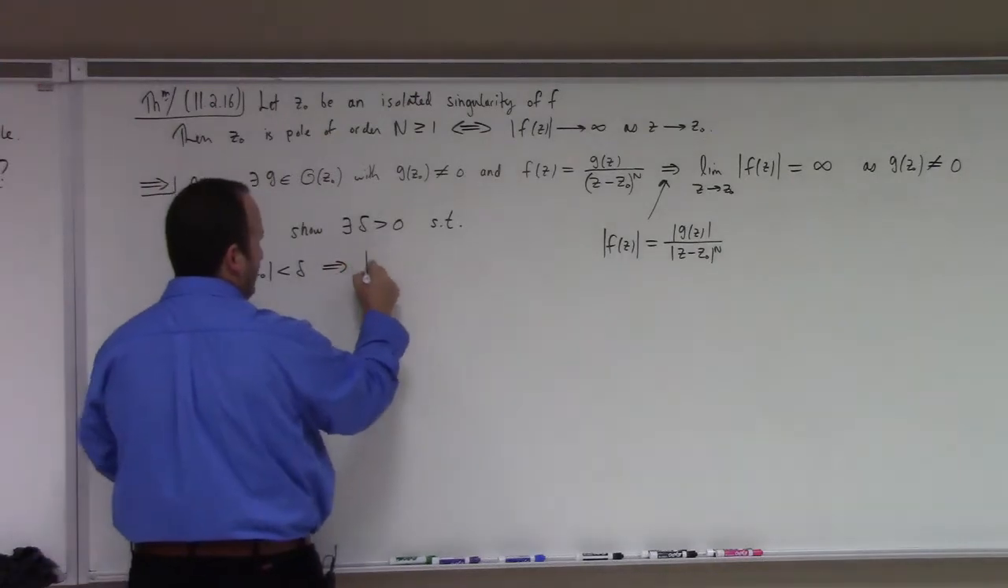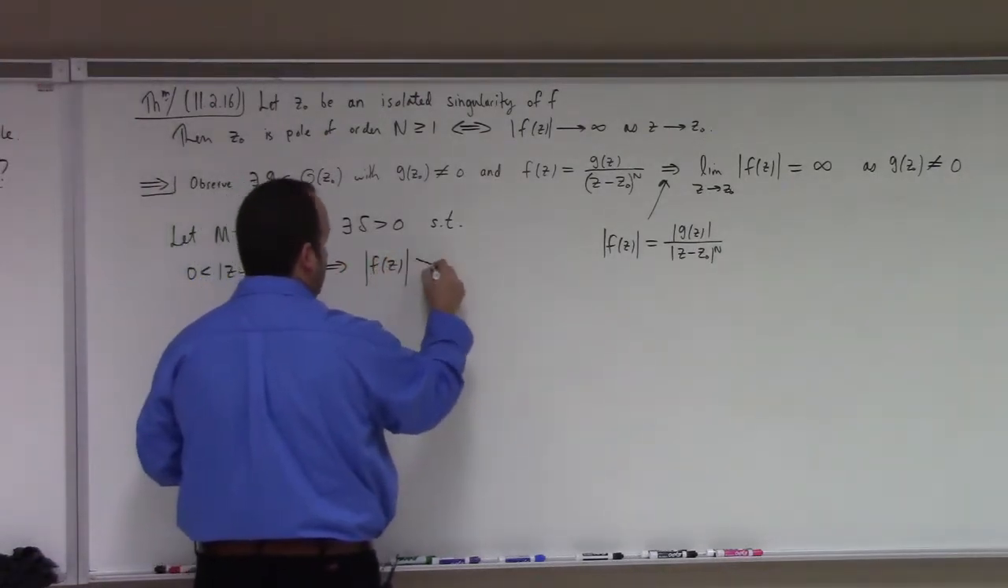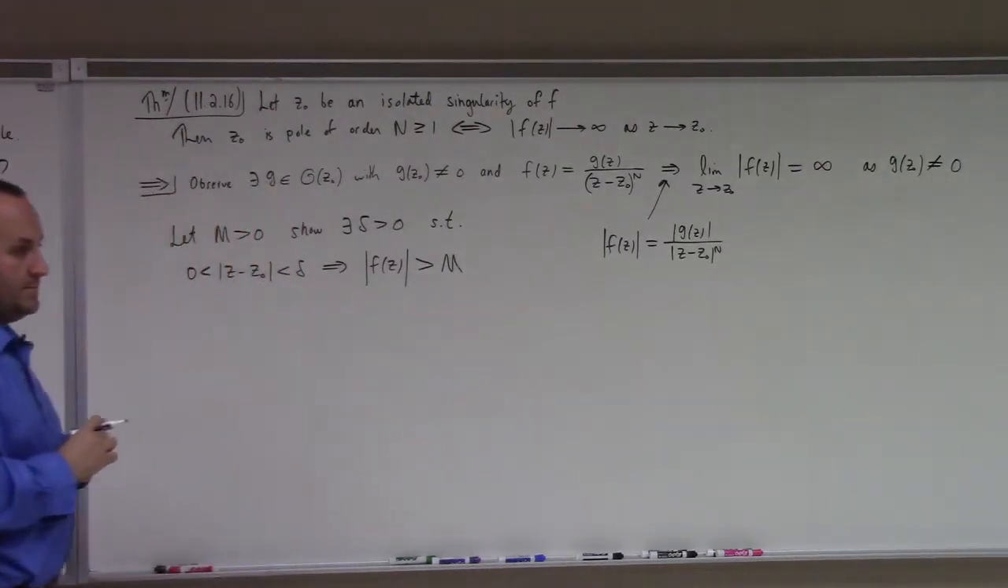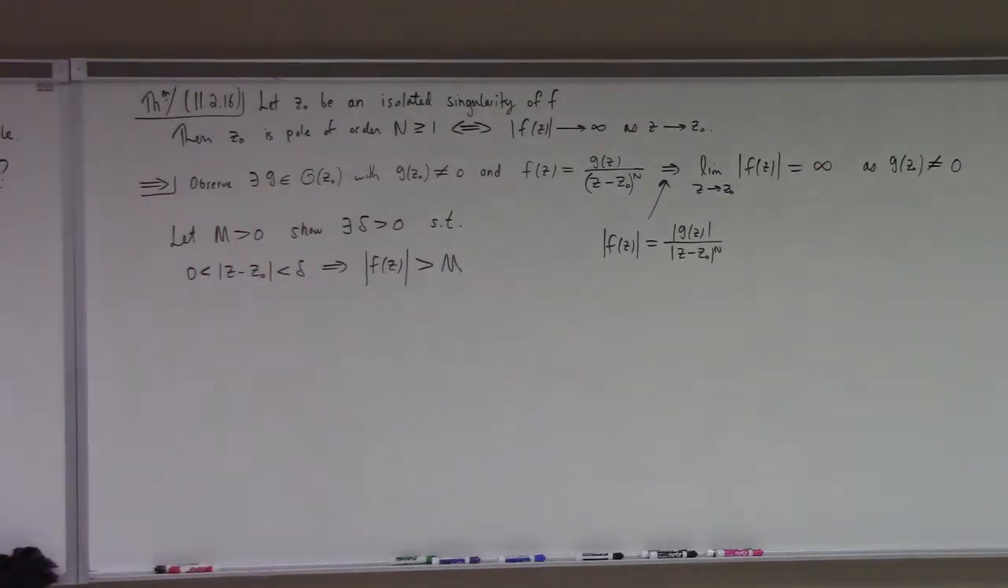delta implies that the modulus of f of z is greater than m. It's relatively clear that you can find such a delta because we can use the continuity of g to make g relatively close to the value g of z naught. And then we can choose a delta to make the denominator as small as we like, to make the quotient as large as we like. But again, it would take me about 10 minutes to really sort through those details.